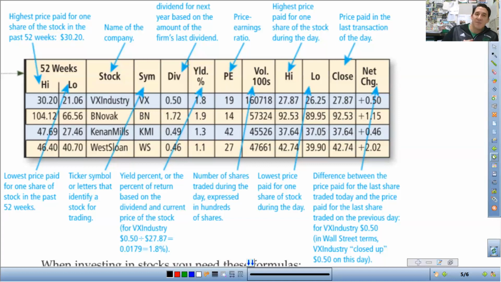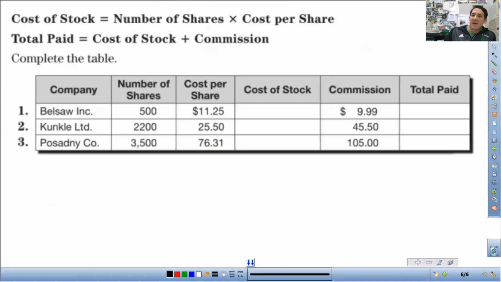What we're actually doing today as part of our assignment is just calculating how you buy a stock. It's pretty simple. Stocks are sold in shares, and you buy a number of shares, and each share costs a certain amount. So that'll give you the total cost of the stock. But you're probably working with a stockbroker, and the stockbroker will take a commission, usually a percentage.